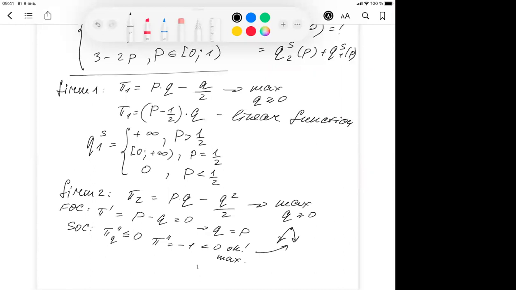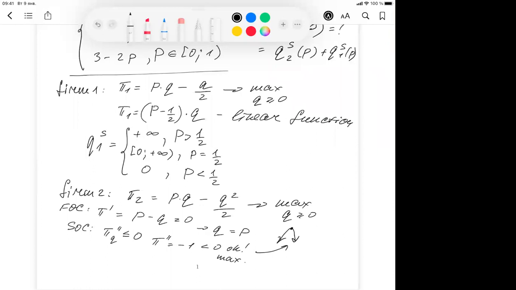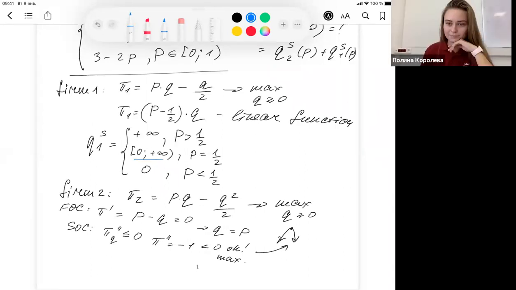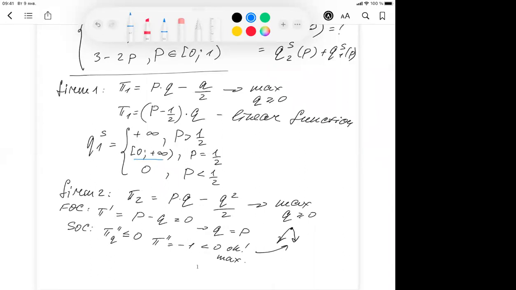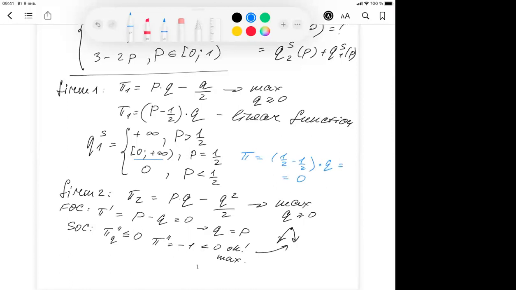Question? Yes, I'm sorry, I have a question. In the second line of the equation of QS, we have from 0 to plus infinity, and I cannot understand why, because if we put 1/2 into the equation of profit of the first firm, it will be only 0. So why do we have a plus infinity?